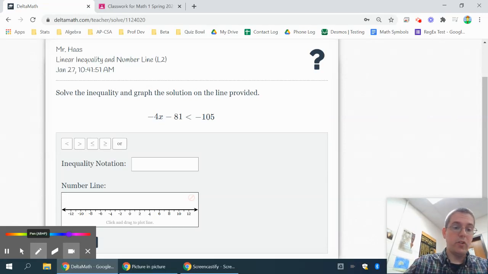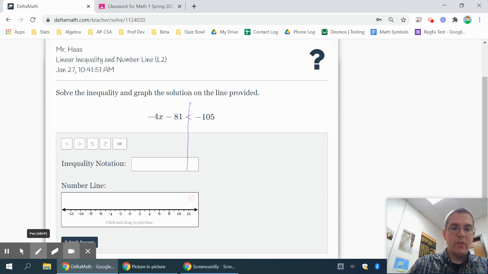Okay, this is very similar to the problems we just did, except we also are going to be graphing these on a number line. So we need to start by getting the x by itself by adding the 81 first.